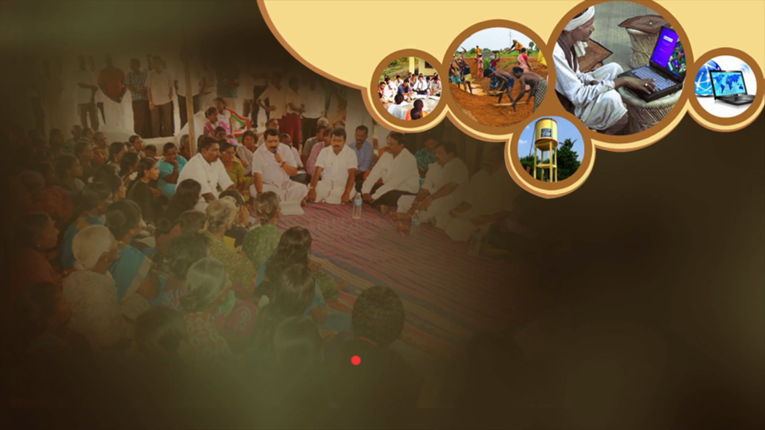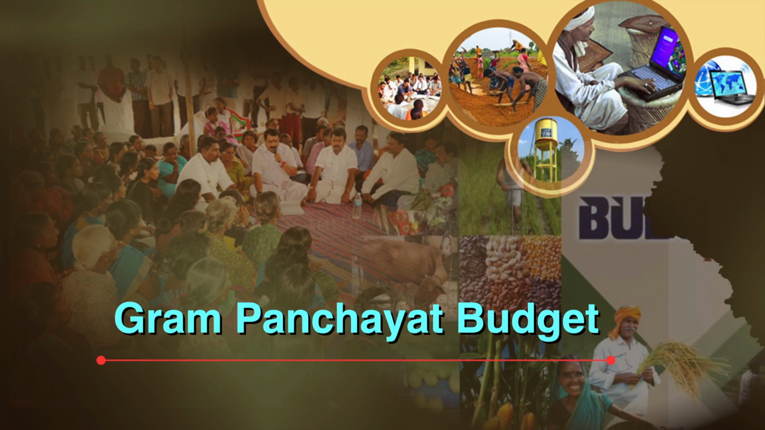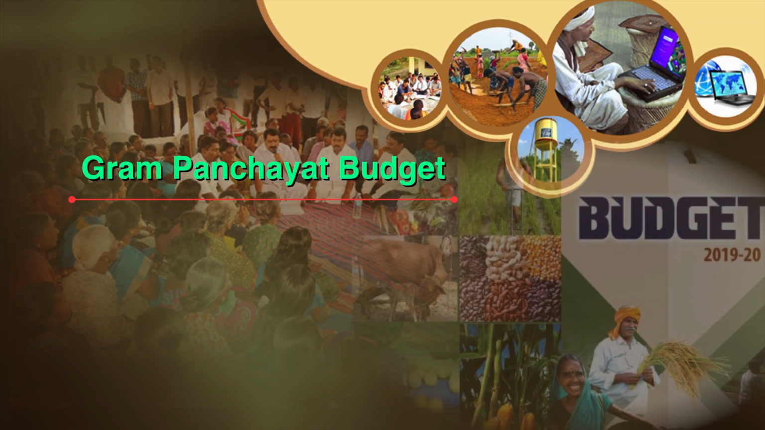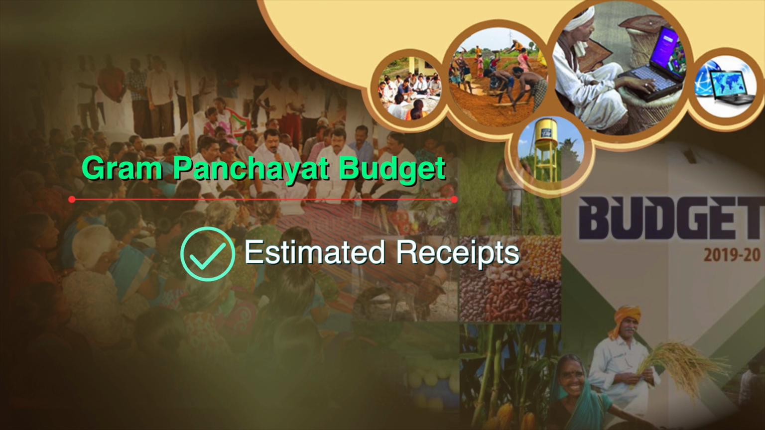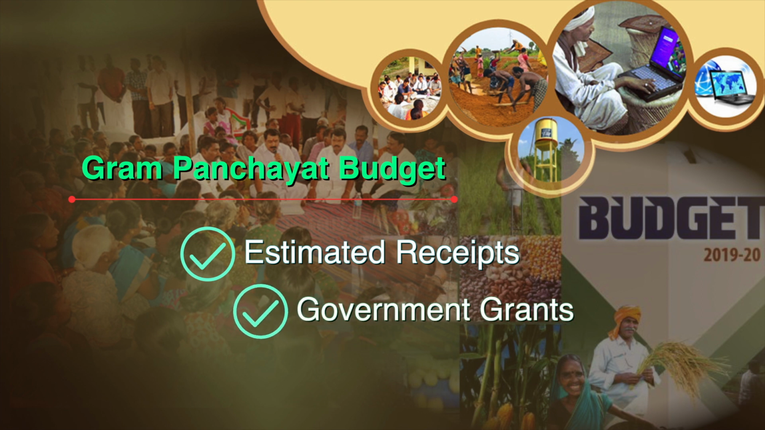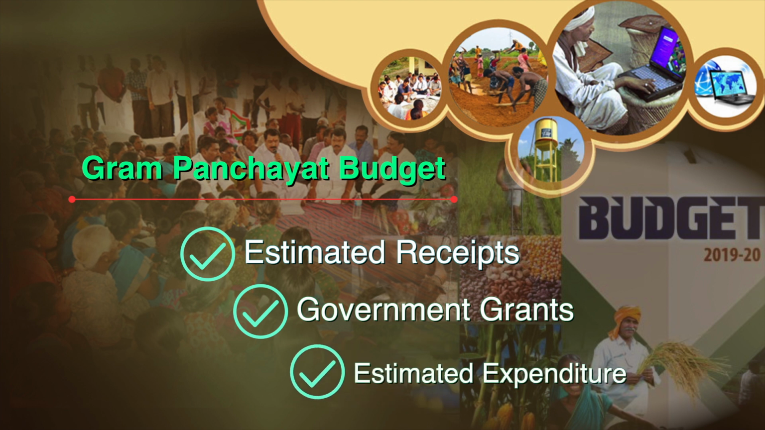The Gram Panchayat budget is prepared as a document for the financial year. It indicates estimated receipts under each source of revenue, including government grants, and also estimated expenditure under each item of expenditure. All the state Panchayati Raj Acts mandate every Panchayat to prepare and maintain its budget. Without approval of the budget, the Gram Panchayat cannot spend money on any item of expenditure.